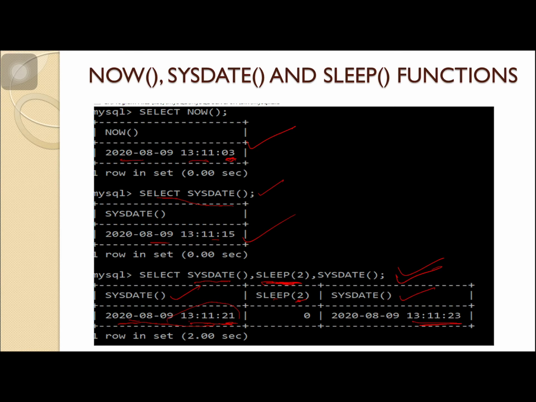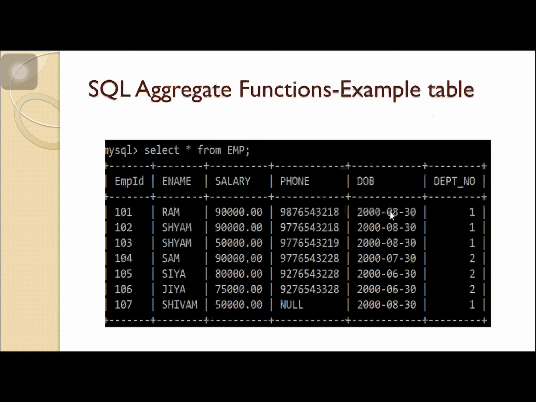The sysdate function shows the system date and time, whereas the now function shows the time of execution. If we write the query select now comma sleep 2 comma now, then the now function will show both times as the same. Why? Because it executes at that one time and never reads the system time again.